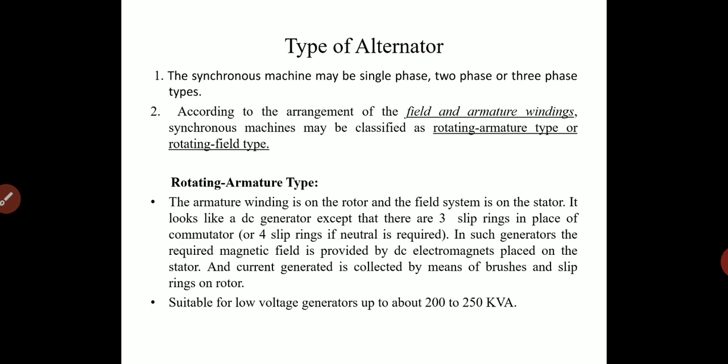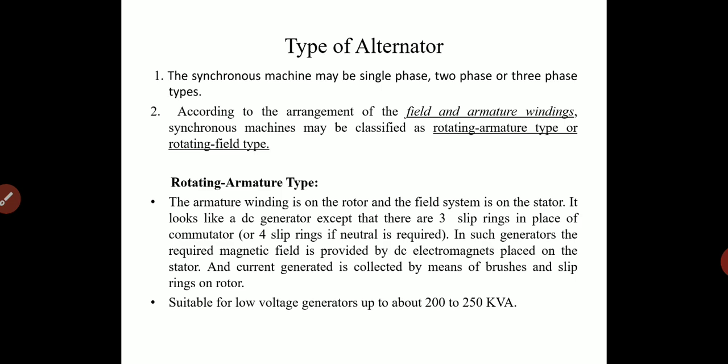In the case of the rotating armature type alternator, the armature winding is on the rotor and the field winding is on the stator. It is like the DC generator. If you remember the DC generator, the armature winding is on the rotor part and the field winding is on the stator part. You excite the field winding, so EMF is generated in the armature winding and you take the output, and there is an arrangement of a commutator in the armature.